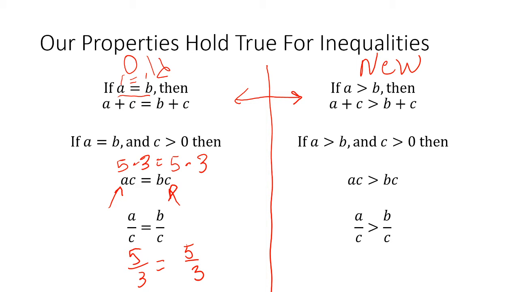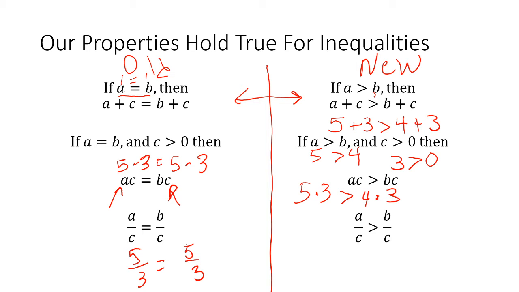So the new ones: if A is greater than B, then A plus C will be greater than B plus C. That makes sense, right? If I have 5 is greater than 4, then 5 plus 3 will definitely be bigger than 4 plus 3. And if 5 is greater than 4 and C is greater than 0, well, 3 is greater than 0, then is 5 times 3 bigger than 4 times 3? Yeah. And is 5/3 bigger than 4/3? Sure it is.